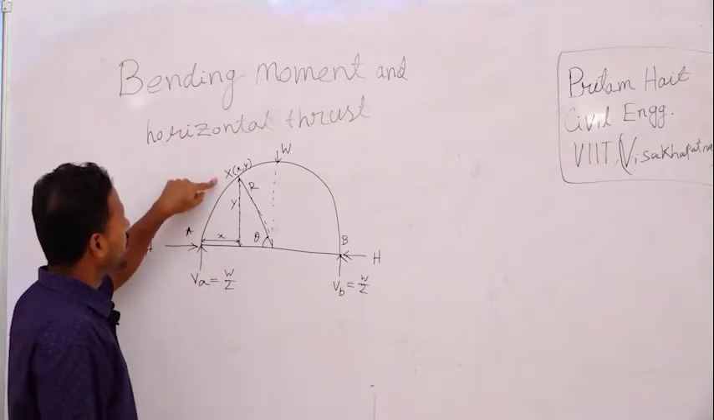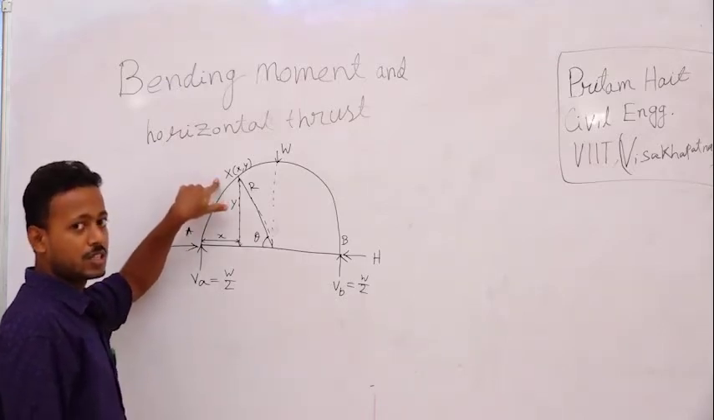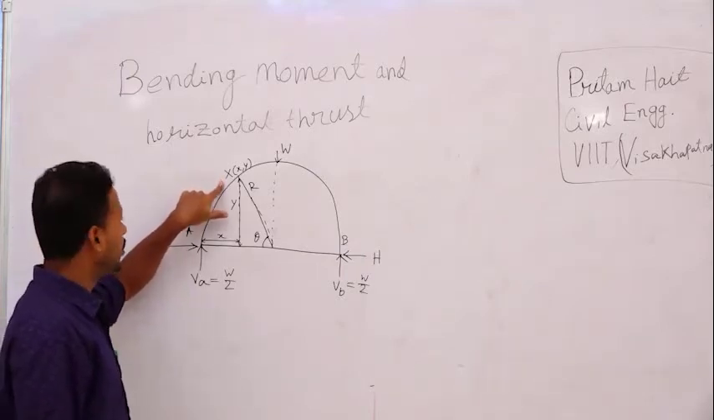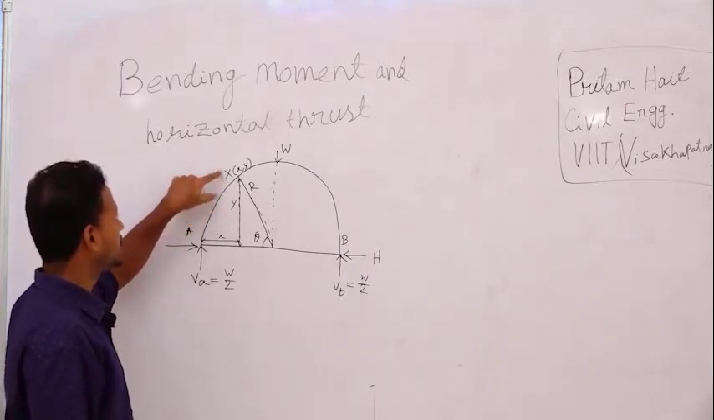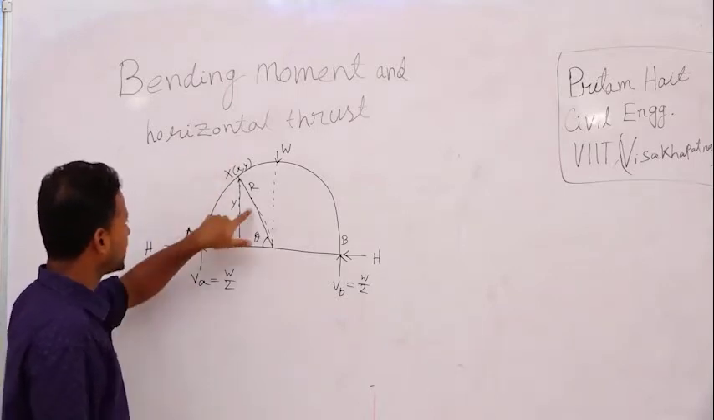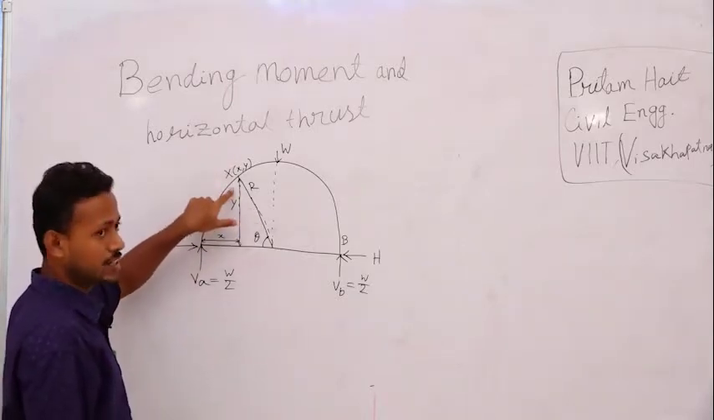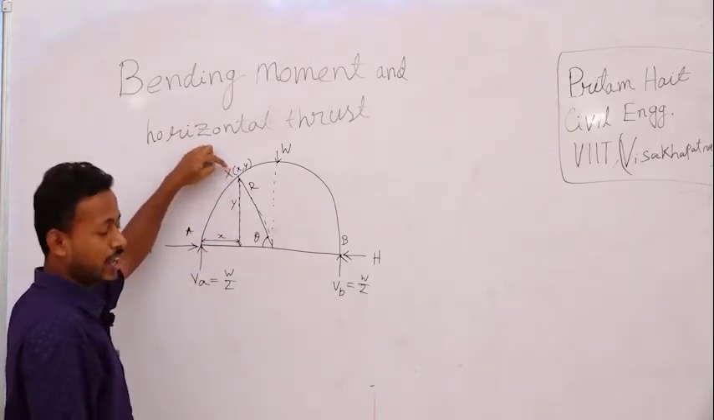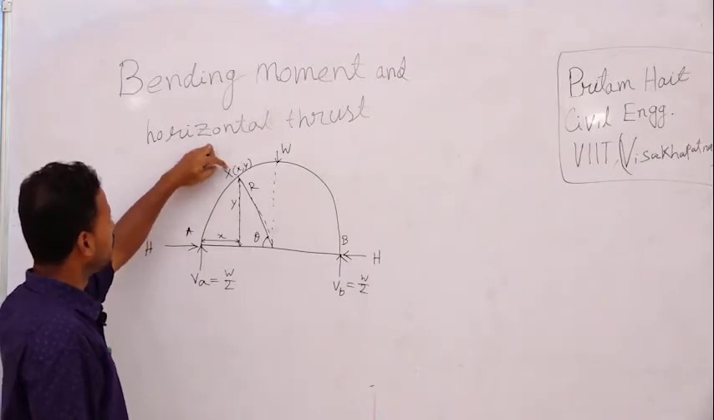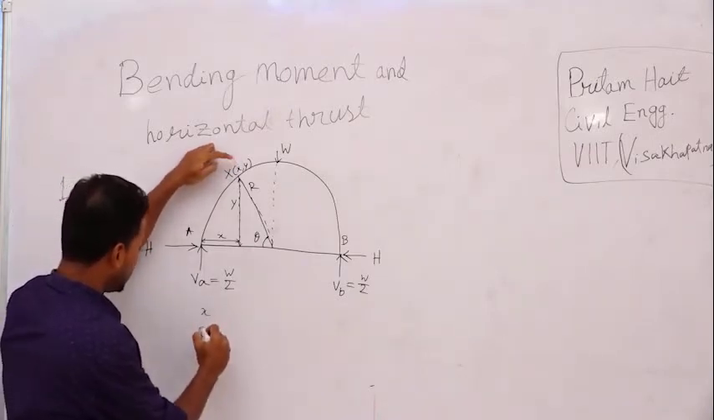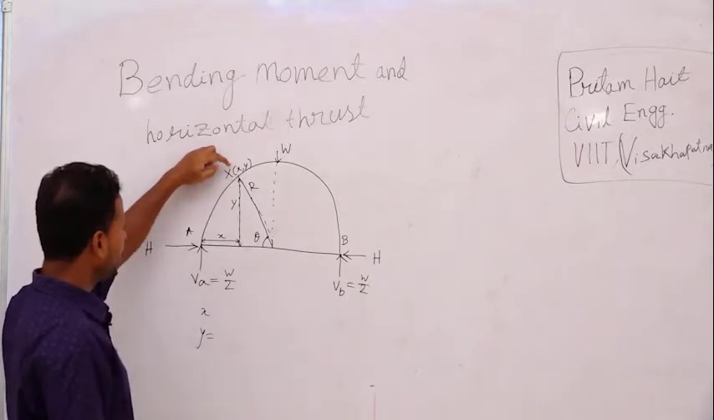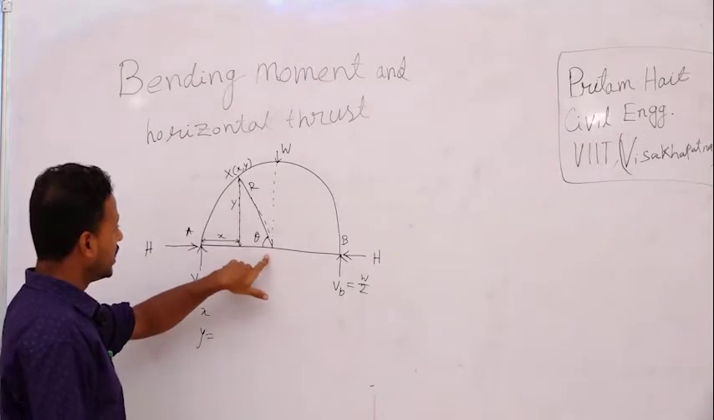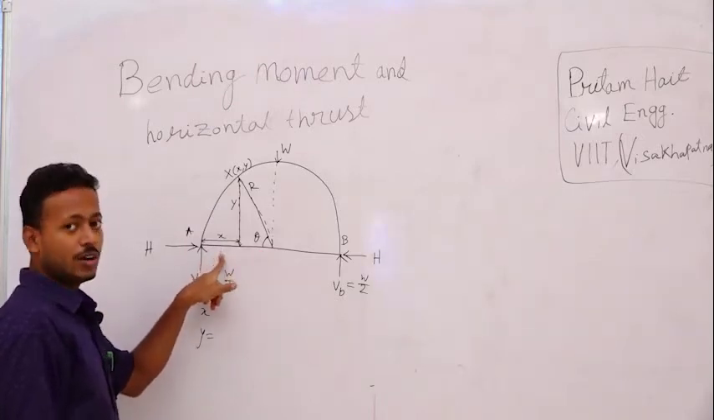Now we have to determine the bending moment at point X, where the coordinate of the point X is x, y. As this is the radius r, we have to find out the coordinates of point X. So what will be the x and what will be the y? Here you can see the inclination of r is theta. Theta is inclined with the horizontal plane.